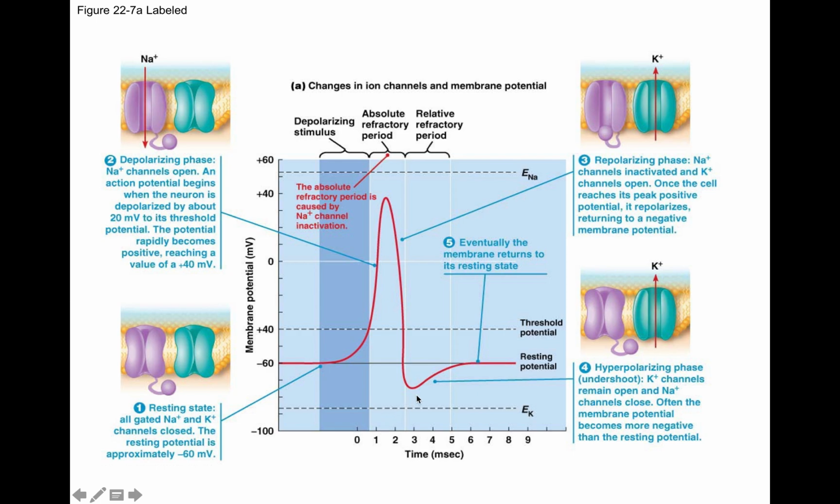And then they will shut because they are voltage gated. They will sense that there's been another change in voltage, and they are shut at rest, and you've gone past rest. And then you will activate your sodium and potassium ATPase, and you'll balance out those ions so that you're back at resting potential. This whole thing: sodium rushes in, potassium rushes out, get back to rest.